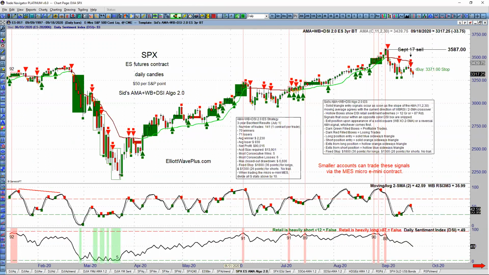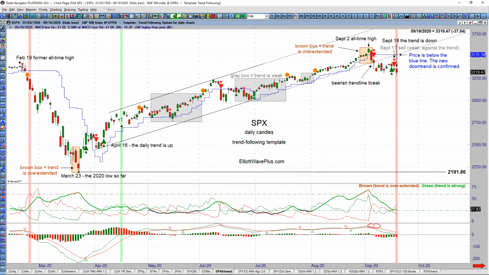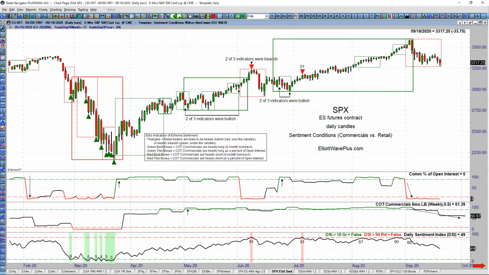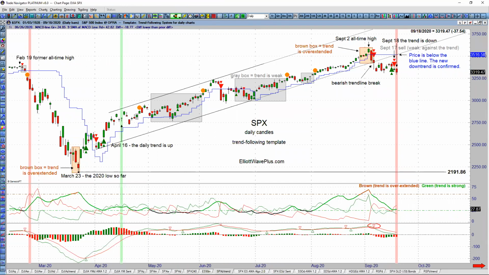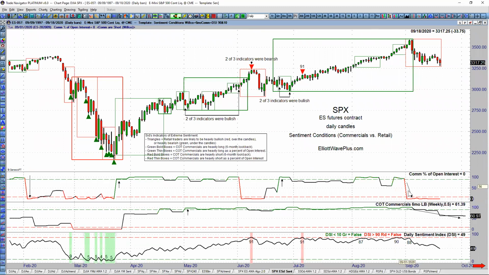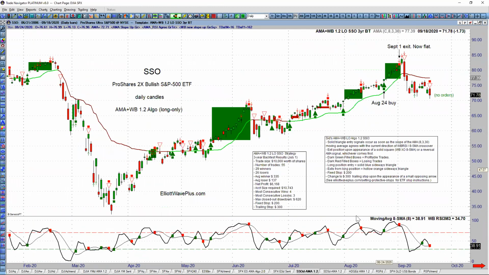On a sell signal from Thursday, on the AMA algo, trend has changed to down, and the trend following system is also on a sell signal from Thursday. Sentiment, the commercials as a percent of open interest are heavily short, and the slower acting 6-month look back are definitely moving from very long to shorter. So there seems to be a movement out of long stock positions, and there's some evidence of that in both the Dow and S&P.